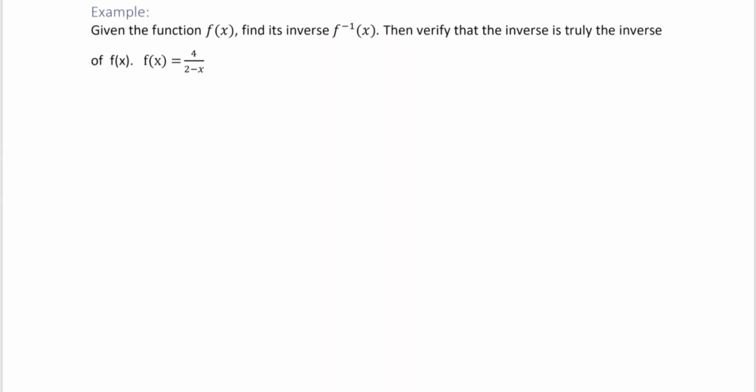In the next example, we're again looking for the inverse. We'll start by replacing f with y.